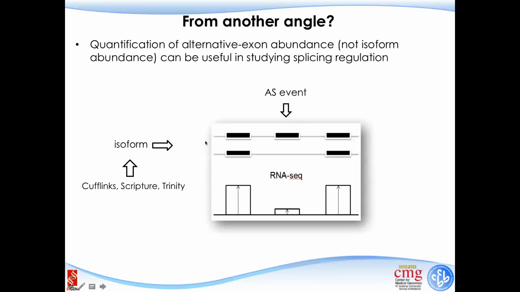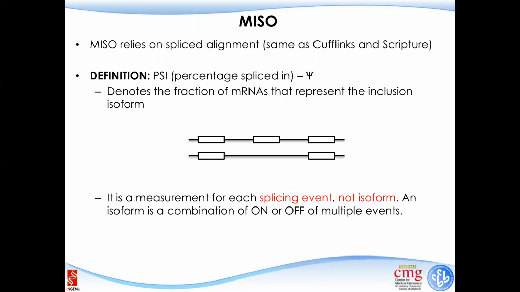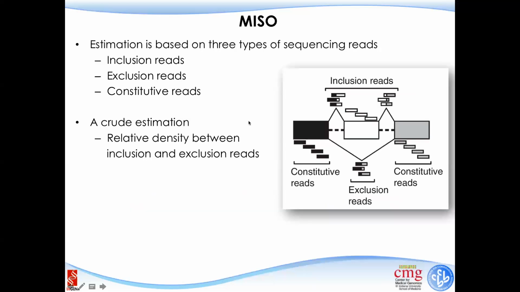So here's the idea: we have two isoforms, and we just want to compute the percentage of the exon inclusion of this one. We have introduced a method like MISO, and the method gives a definition of percent spliced in, which denotes the fraction of mRNA that represents the inclusion isoform. That's this one.